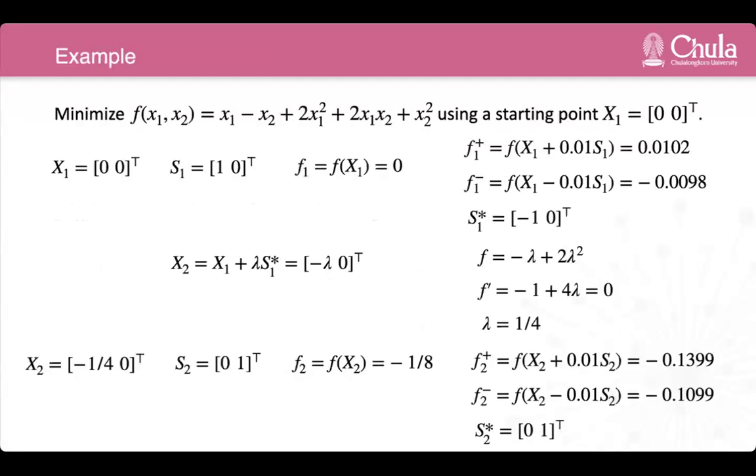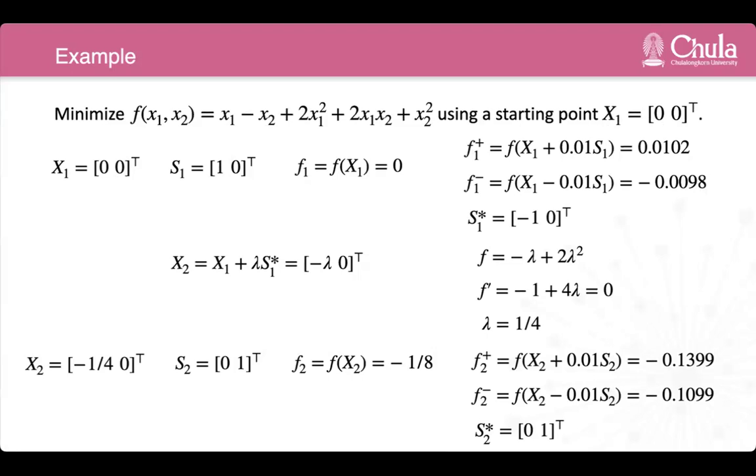Okay, so now look at the code. For example, if our objective function contains two variables, x1 and x2, this is our objective function. We take the direction of x1, no. This is the initial point, not direction. x1 is 0, 0. This is our initial point. And our first direction is 1, 0.